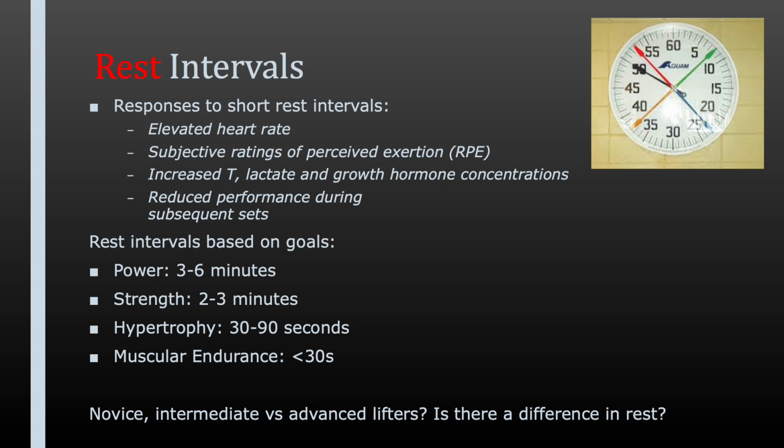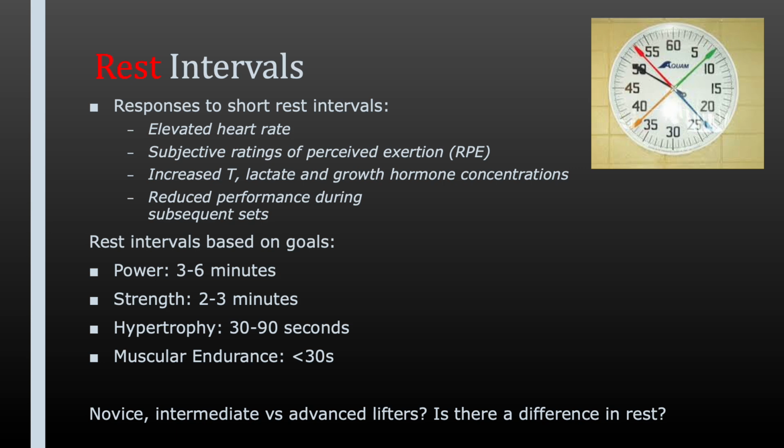So responses to short rest intervals, we have an elevated heart rate. If you don't fully recover, your heart isn't at resting levels, therefore you have an elevated heart rate. Your subjective rate of perceived exertion may increase. This is referred to as the 0 to 10 scale or the 6 to 20 scale. Closer you are to 10 or closer you are to 20, the harder you're working.